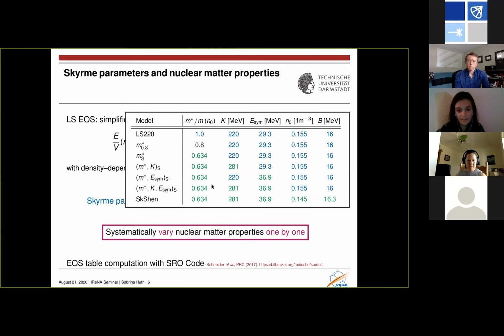And then in the next three models, we vary on top of the effective mass also the incompressibility or the symmetry energy or both to the value of the Shen EOS. Then we have one additional model which is called SK Shen because it uses all values for nuclear matter properties from the Shen EOS, but it's still the underlying model from the LS EOS, so it's still based on the Skyrme energy density functional.